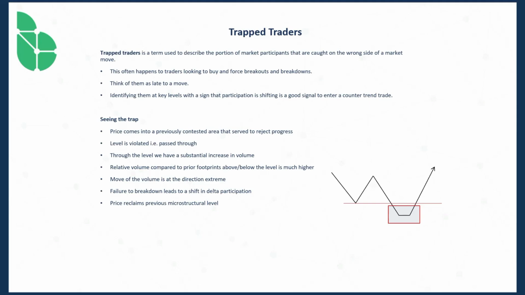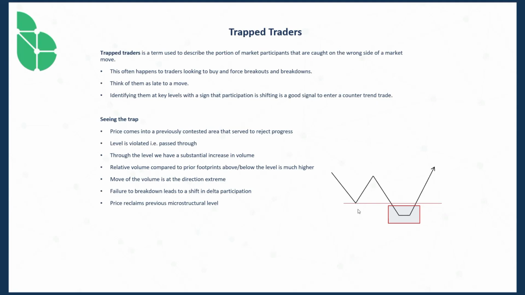So identifying these at key levels, and then seeing that participation is beginning to shift, is a good sign to enter into a counter trend trade. I say counter trend trade because, in the case of the image that I have drawn right here, the trend was down, and the counter trend trade is taking the trade in the opposite direction of the prior trend. So here's a key level, and in this case we're looking at one of trap shorts. Let's say we're looking at a 4-hour chart.